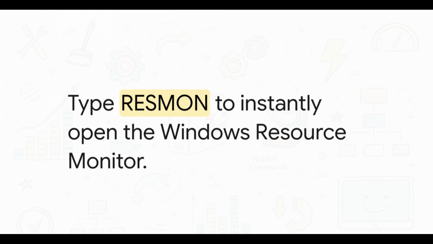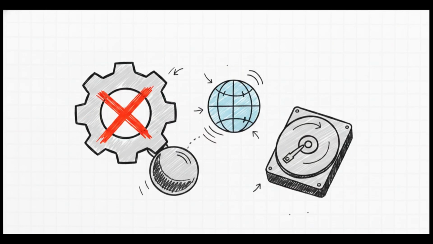Let's move briskly right along to command number 2. Bring up that Run box again, but this time type resmon, that's resmon, and hit Enter. This instantly opens up the Windows Resource Monitor. And this is a game changer because it brilliantly illustrates exactly what's happening under the hood in real time.